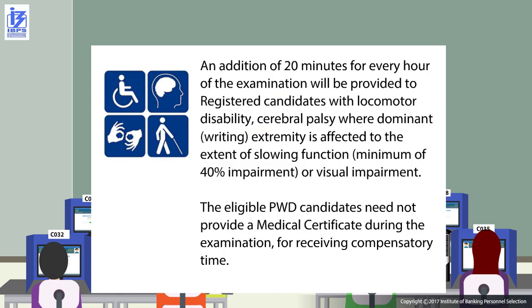An addition of 20 minutes for every hour of the examination will be provided to registered candidates with locomotor disability, cerebral palsy, where dominant writing extremity is affected to the extent of slowing function, minimum of 40% impairment, or visual impairment. The eligible PWD candidates need not provide a medical certificate during the examination for receiving compensatory time.